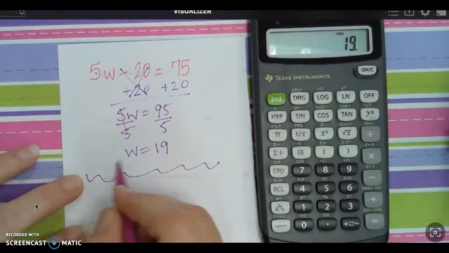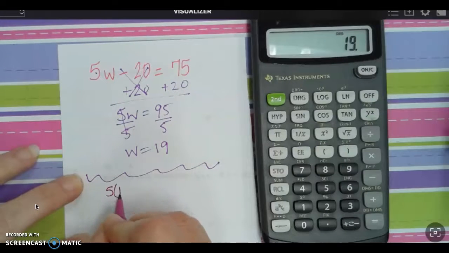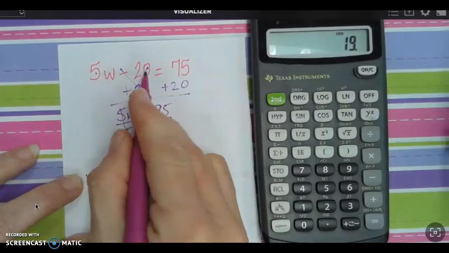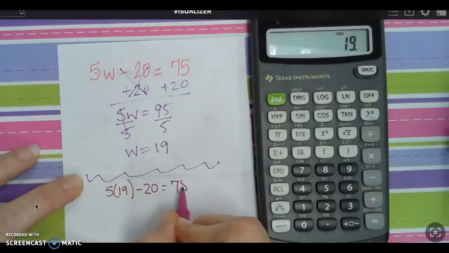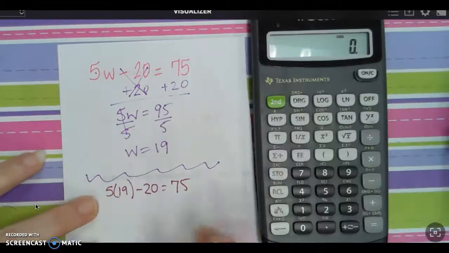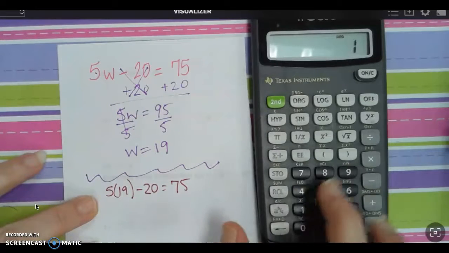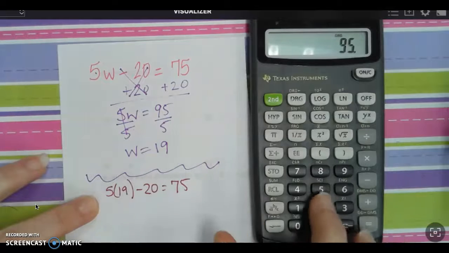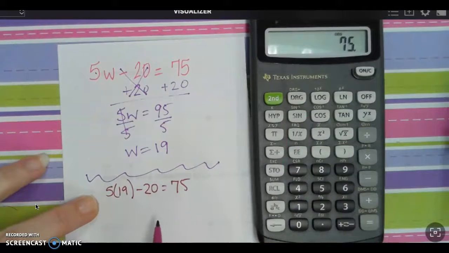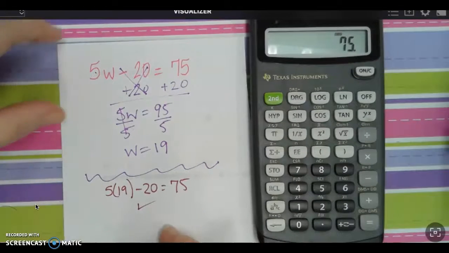Again, we can go back and check it. 5w, which is going to be 5 times 19, and then minus 20. We hope that it gives us that 75. So if you do 5 times 19, I'm not going to work it all the way out this time, and then minus that 20, it does give us 75, so we know we got it right.